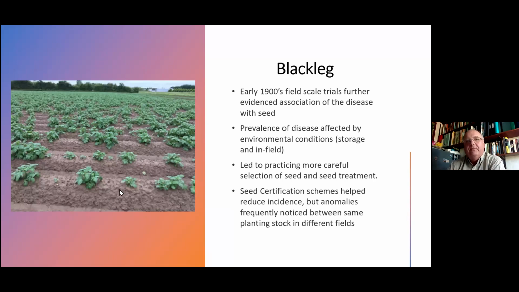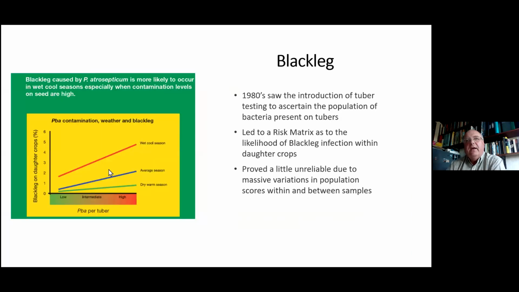One question that comes to mind is, why is it you get some plants that seem to remain healthy and other plants just either rot off completely? One reason for that is that they found out that the rotting of a plant or a tuber is directly related to the level of bacteria found within that seed tuber, and also the environmental conditions under which that tuber or that plant finds itself. So that led to a risk matrix along the lines of this graph here, which AHDB put together following work done in the 1980s.